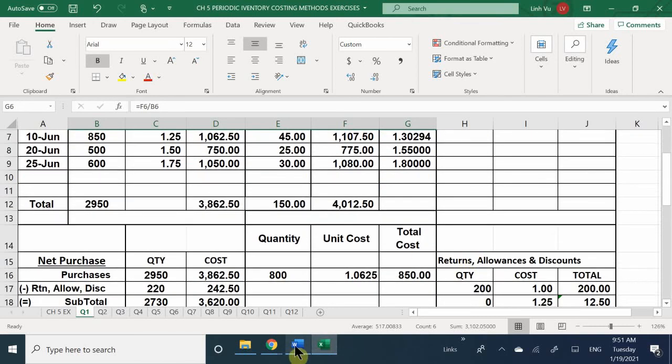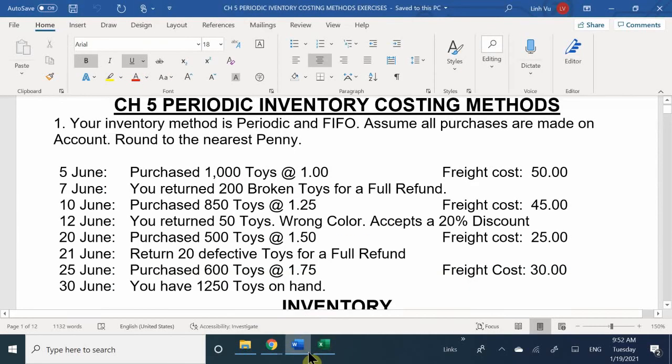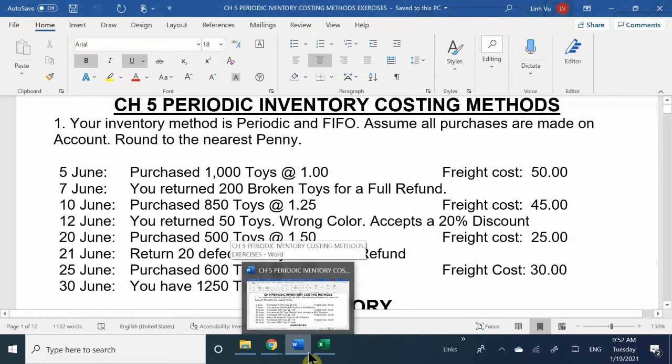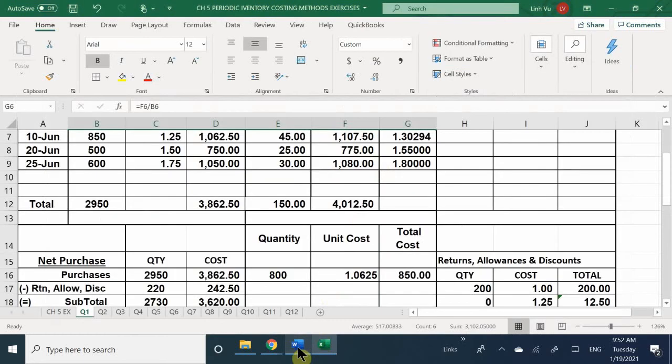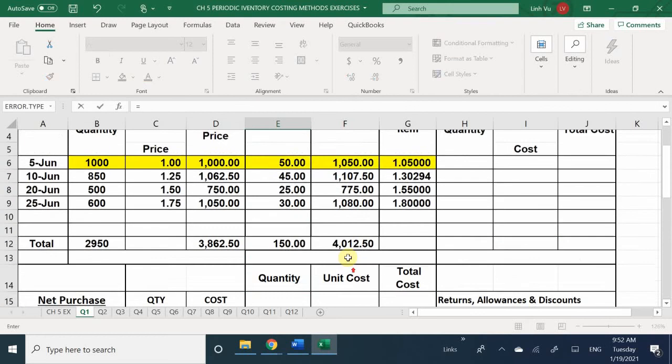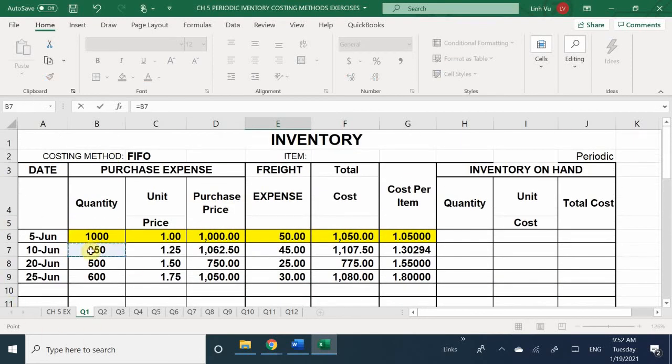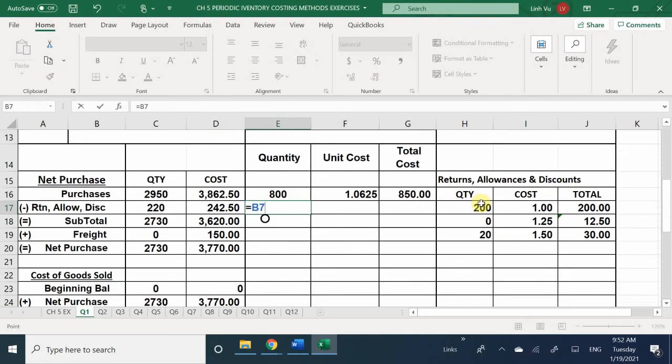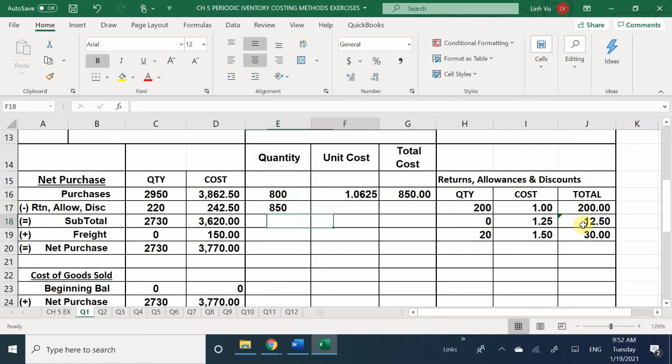Now, did we actually return 50 toys? No, we only took a discount. We didn't actually physically return them. Good. So, do we have all 850 toys? Yes, we do, because in this case, we kept the items. So 850. And if we go to our returns and allowances, we recognize that we only got a discount, so we still have the 850 items.